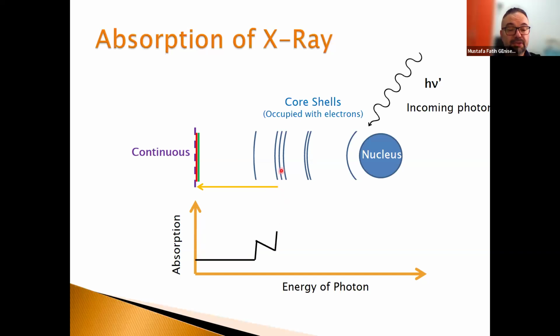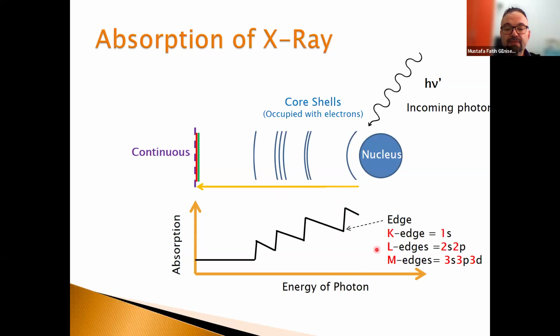And when it reaches certain energy levels, which we can compare to the energy of the core shells, it will again absorb, and it goes on like that. So each of these step ups, we call edges. And when we say edge, we mean that we have fully occupied orbitals in that energy range. And we have K edges. K edges represent the electrons in the 1s orbitals.